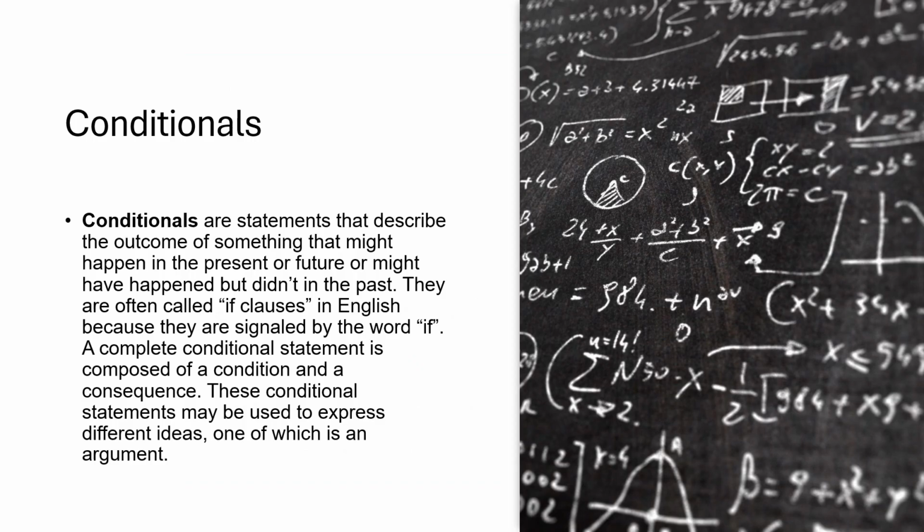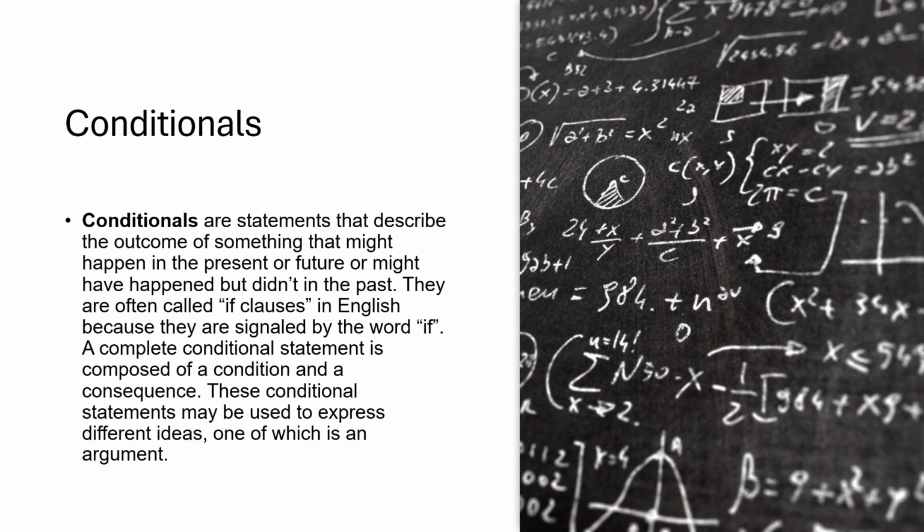Conditionals are statements that describe the outcome of something that might happen in the present or future, or might have happened but did not in the past. They are often called if clauses in English because they are signaled by the word if. Also, a complete conditional statement is composed of a condition and a consequence, as what we have learned before. These conditional statements may be used to express different ideas, one of which is an argument.